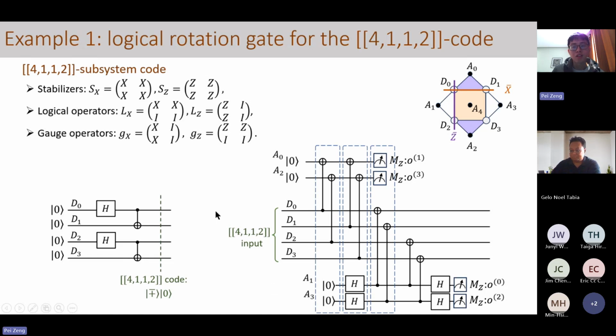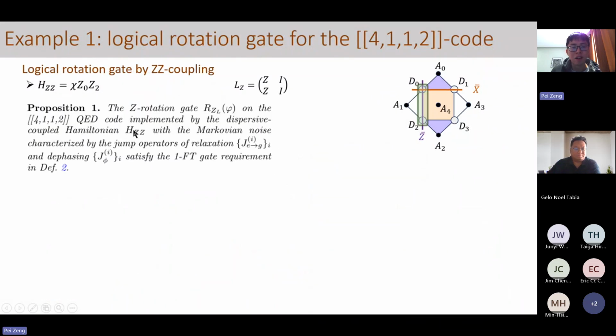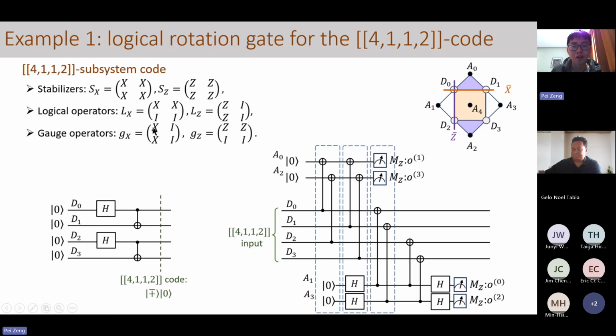Now I want to say something about this code. Suppose you want to do some logical rotation gates under this [[4,1,1,2]] code. How can you do that? Of course, the Eastin-Knill theorem tells you that you cannot do this gate transversally. And if you want to do T-gate distillation, it will be very challenging to do rotation gates on this code.